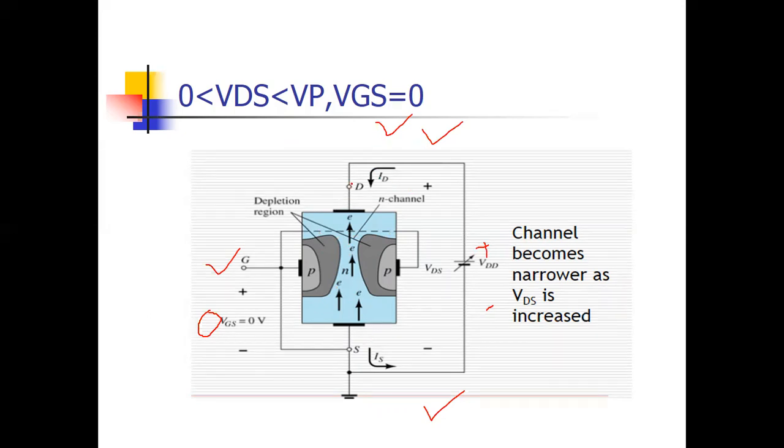So if electrons are moving from source to drain, then current will move from drain to source. Since electrons in this particular region move fast, this region is depleted more than at the source side. That's why the shape is this.